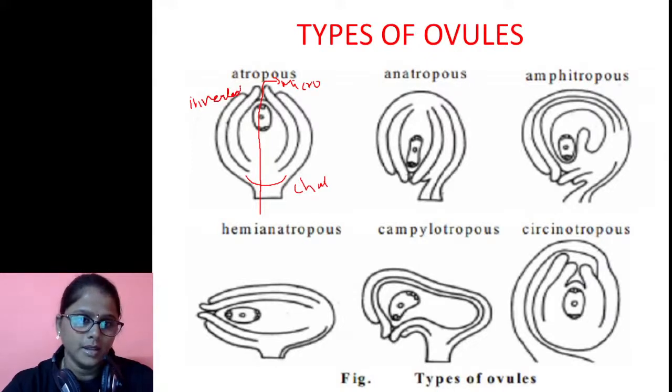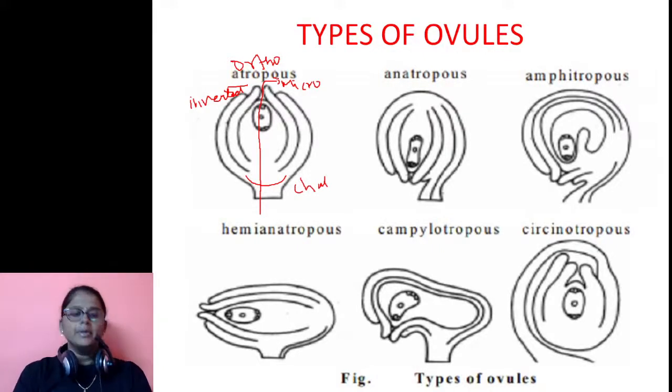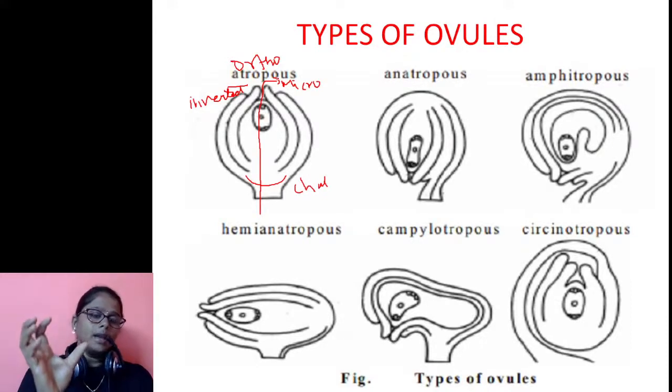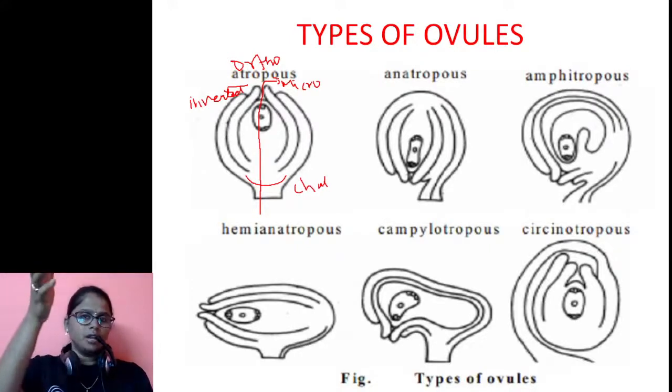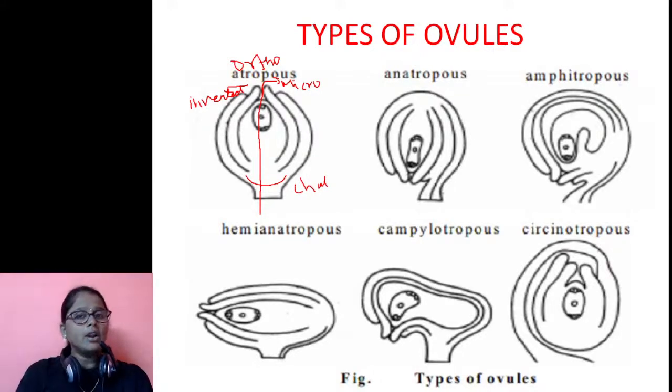To us it looks like this. Okay, so that is called as atropous, or you can also call them as orthotropous. Okay, so both are like a synonym. You can call it as ortho or atropous. So the micropyle end will be seen at the top and the chalazal end will be at the bottom, and all the three, funicle, micropyle, embryo sac, chalazal, all these structures will stand on a straight line. So that is called as ortho or atropous.